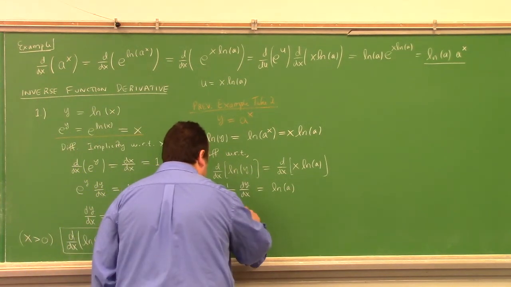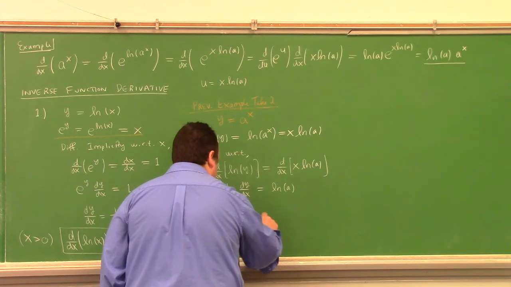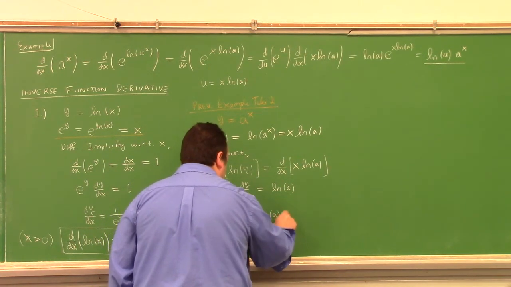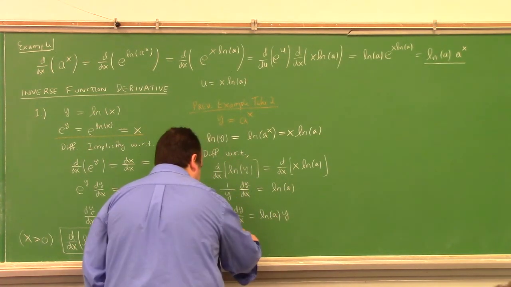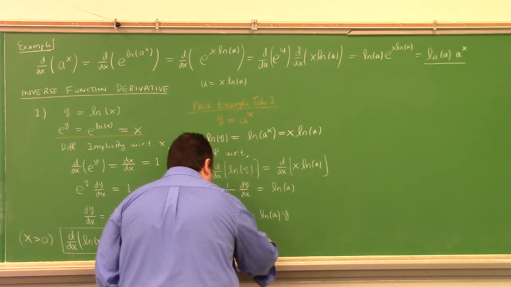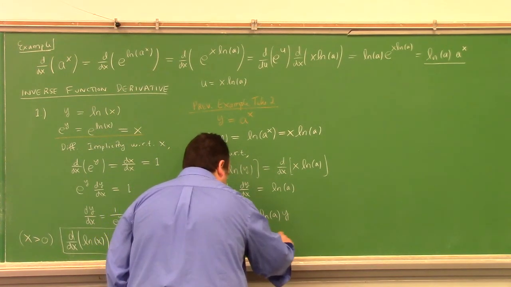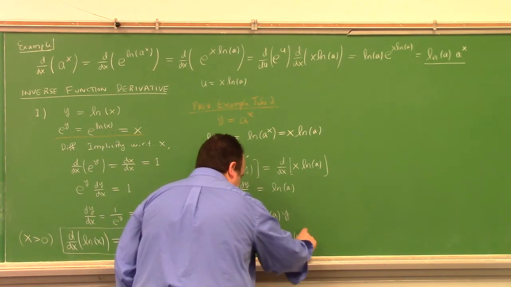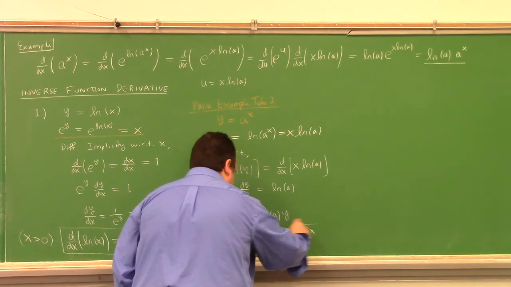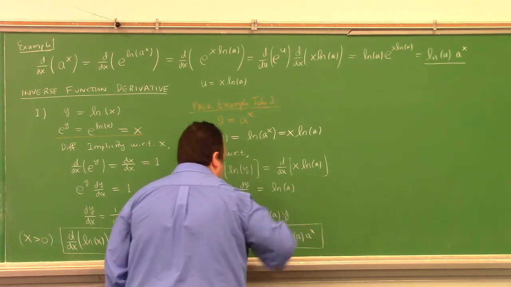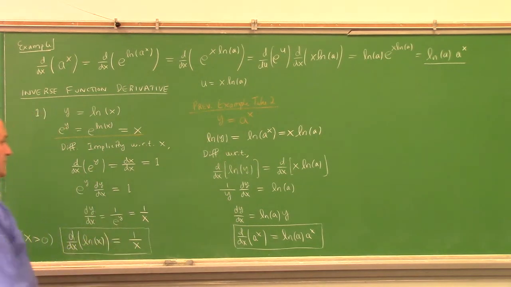What did we get? Natural log of a times y. In other words, d/dx of a to the power x is natural log of a times a to the power x. So my take 2 does not involve using that super sneaky identity, right? It's just implicit differentiation and properties of logs. Which do you think is better?